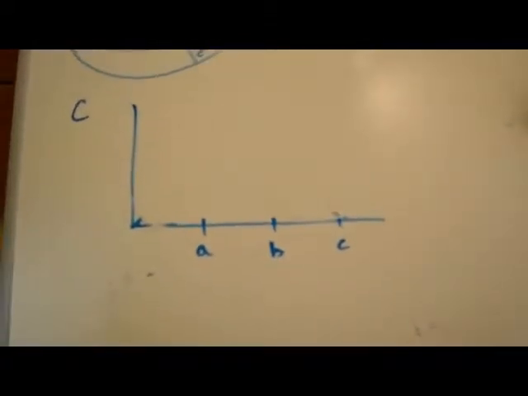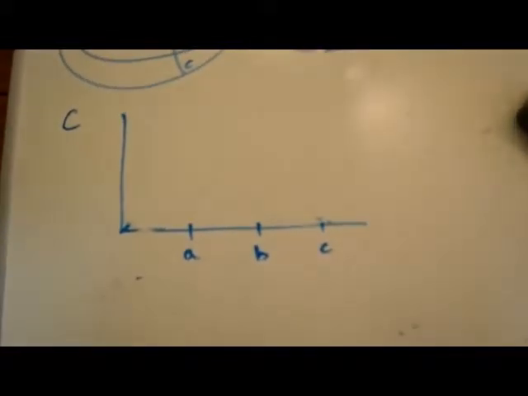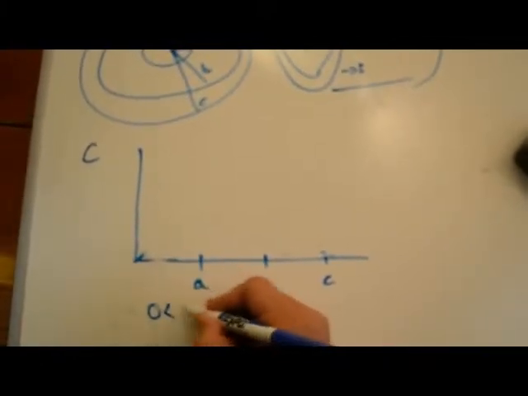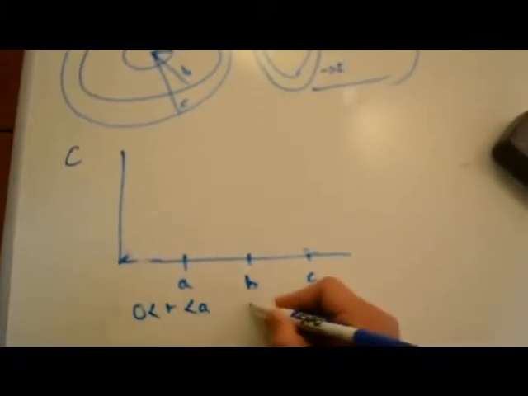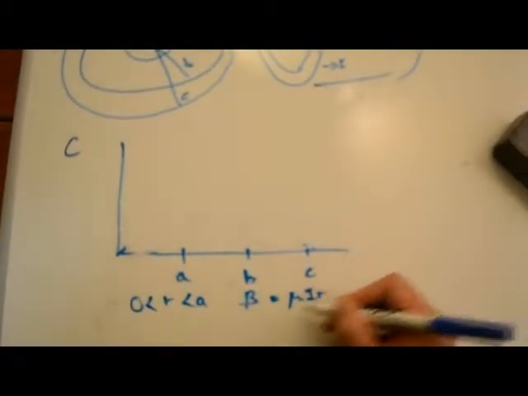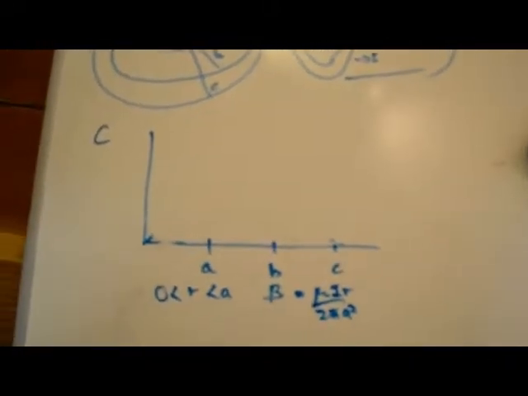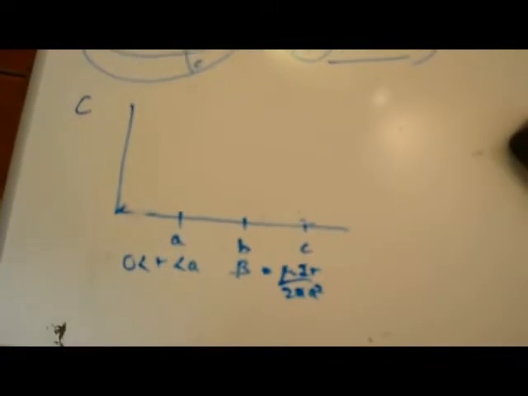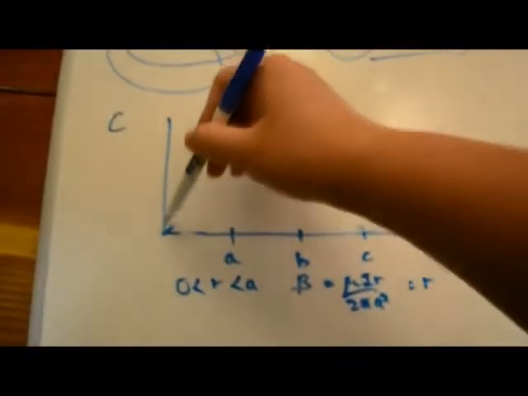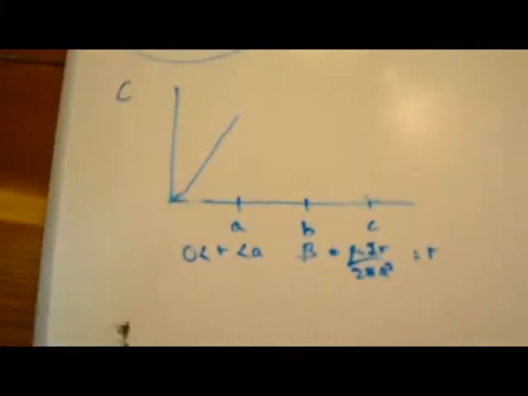Okay, so for part C, you have to draw a graph of the magnetic field as a function of the radius. So we've learned that from part A, from 0 to A, the magnetic field is equal to mu naught I r over 2 pi a squared. So that means that the magnetic field increases at a rate proportional to the radius. That means it should be a straight line from 0 to A, increasing.